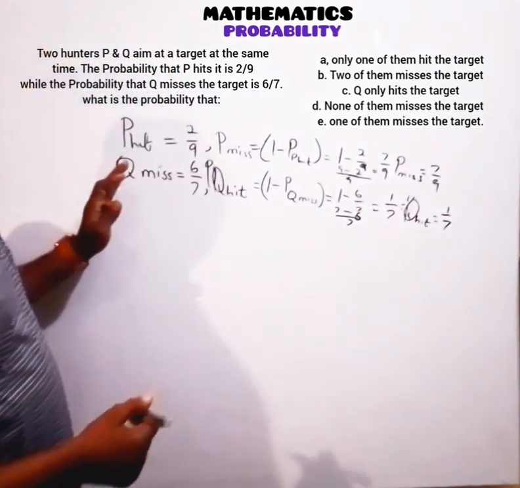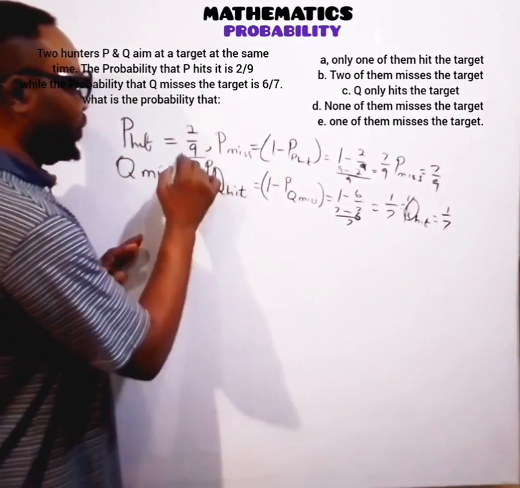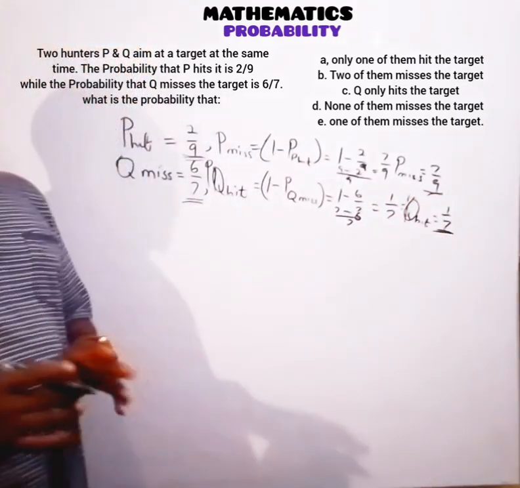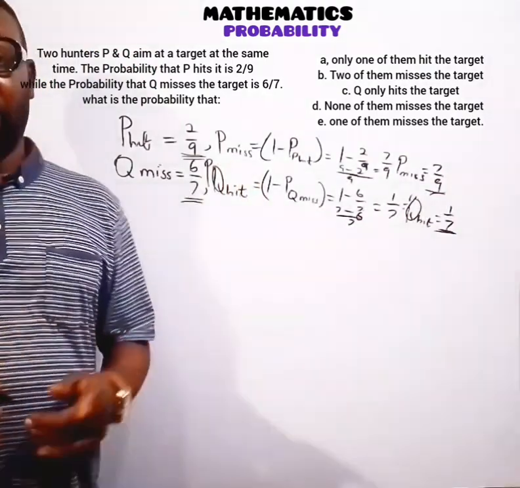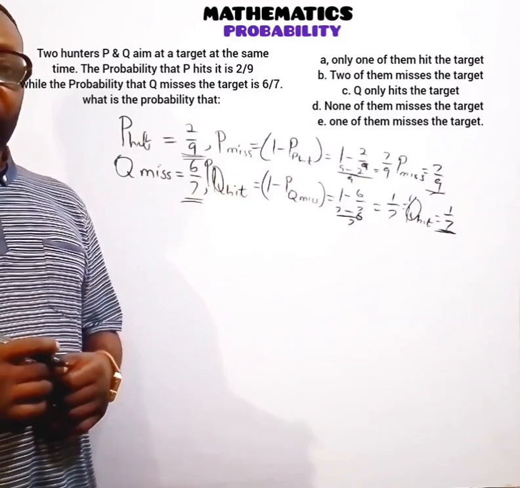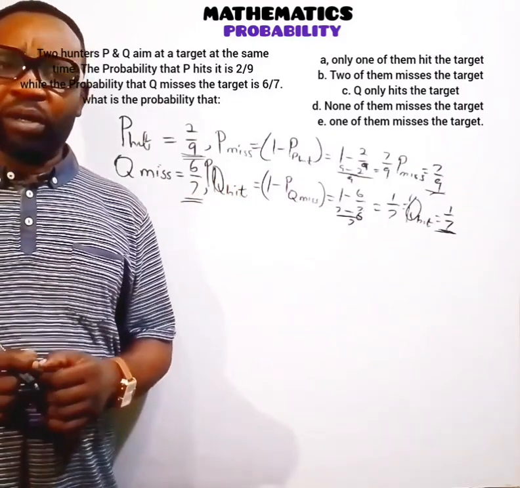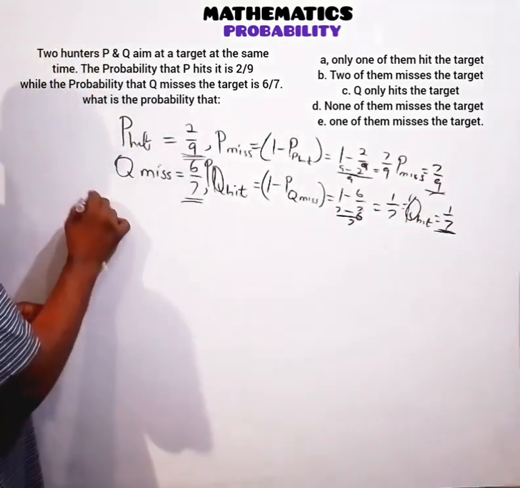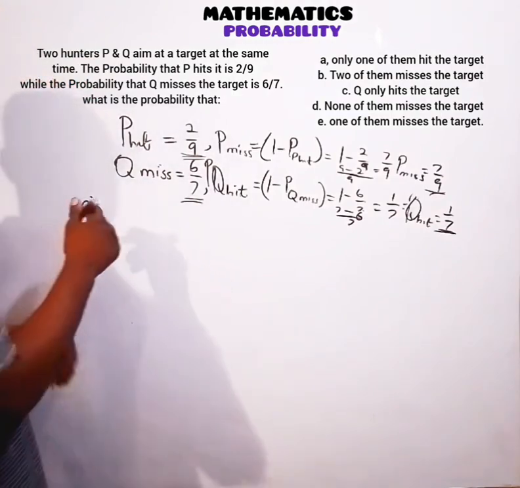So we have the probabilities of the hitting of the target by the two of them and the missing of the target by the two of them. We have those values at hand right now, so we can now go ahead and deal with our questions properly, providing answers accordingly. Let's start from the first part. A. The first part says that only one of them hits the target.